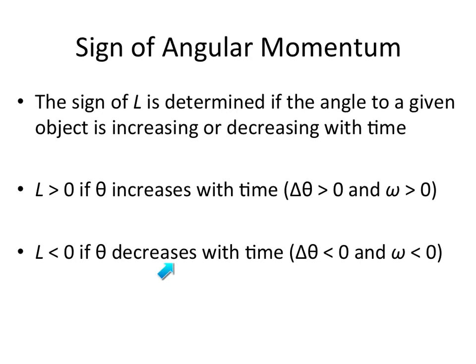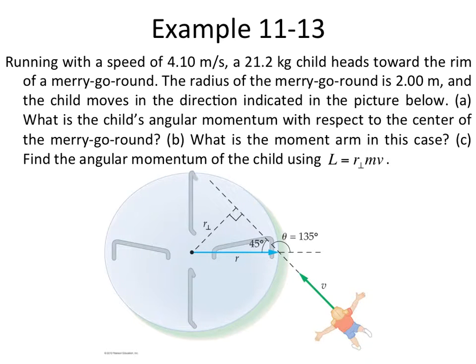All right, let's see if we can make some sense of this by applying it to an example. It's going to be example 11.13. I think our numbering system got messed up a little bit in the past, but we're just going to go with 13 right now. There are three parts to this, A, B, and C, but all of these are directly related to what we've just been talking about.